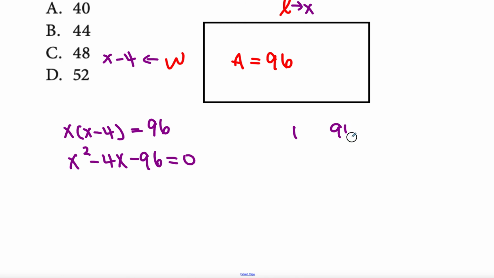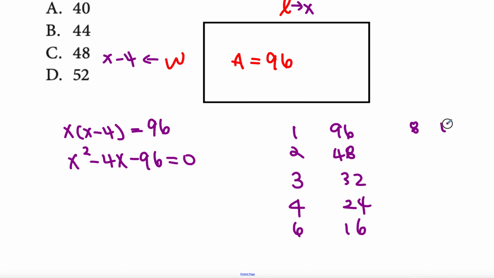1 and 96, it doesn't work. How about 2? Then 2 and 48 doesn't work. How about 3? 3 and 32 doesn't work either. 4, and then 24 doesn't work either. How about 6? 6 and 16 still doesn't work. Can I go 7, maybe 8? 8 and 12, that's right. This set of numbers would be correct. And then if I have positive 8 and negative 12, then this will be satisfied.